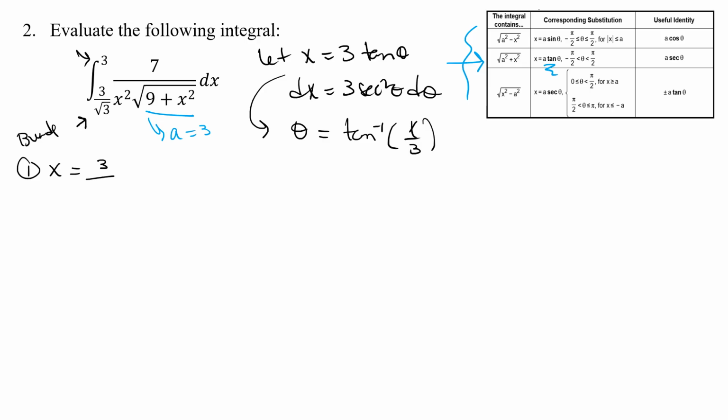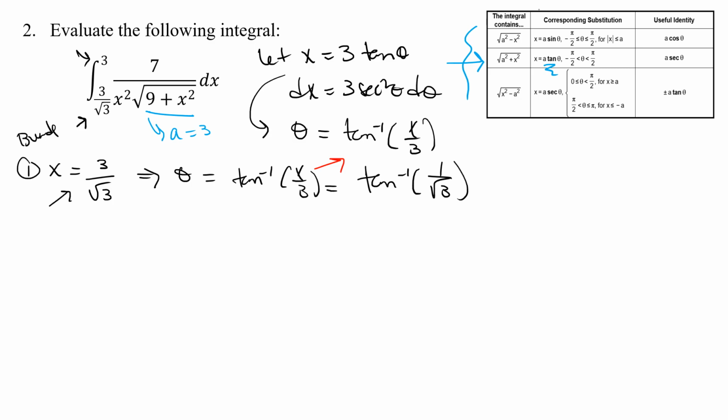First, the lower bound is 3 over the square root of x, okay? Well, taking what we know about our theta over here, theta is equal to tangent inverse of just x over 3. If we were to get x over 3, that means we're dividing both sides over here by 3. And therefore, tangent inverse, we can rewrite this as 1 over the square root of 3, okay? So that's just simply dividing both sides by 3.